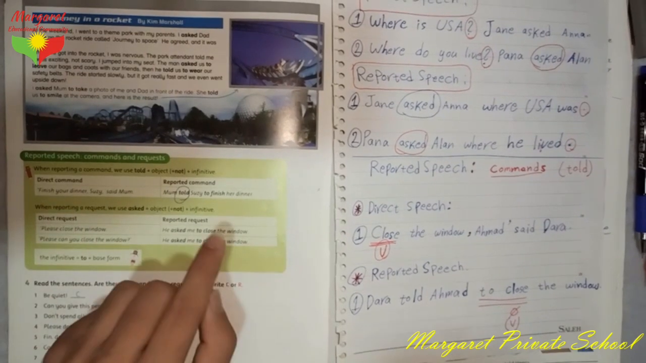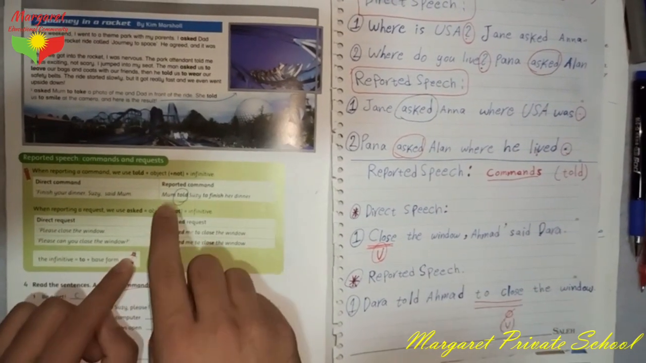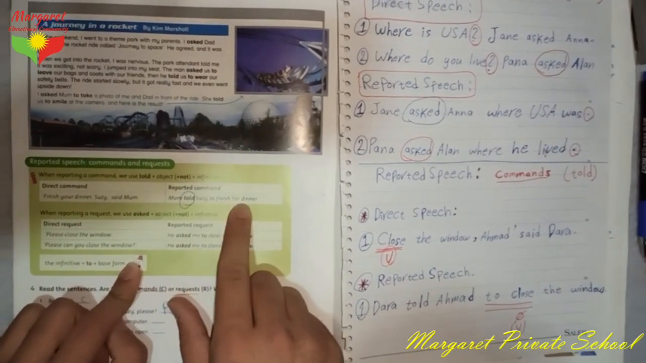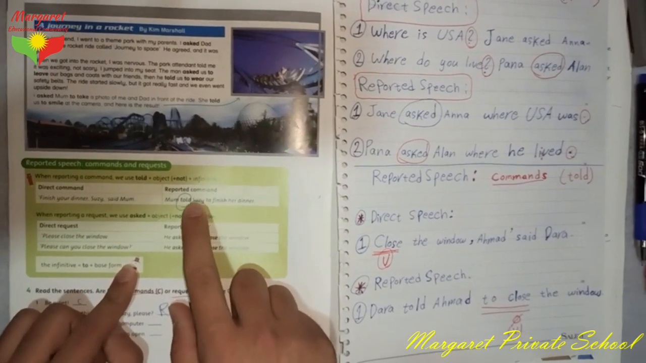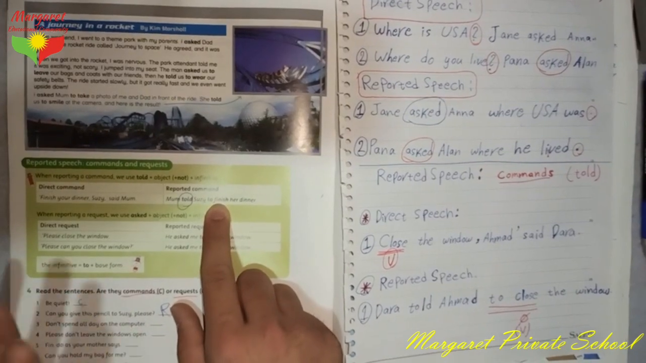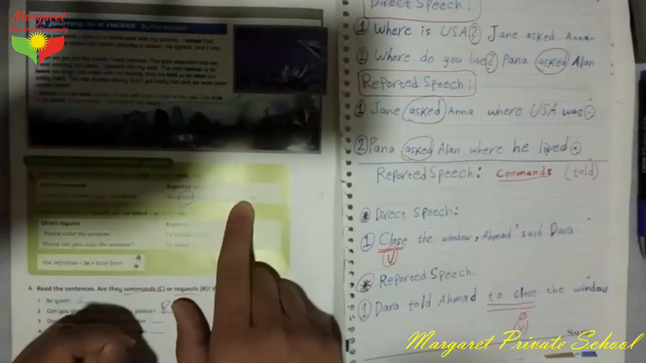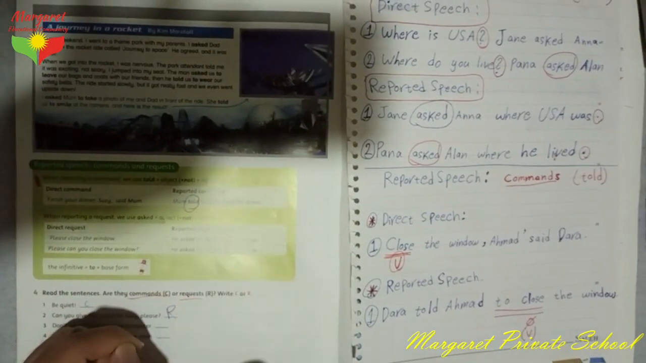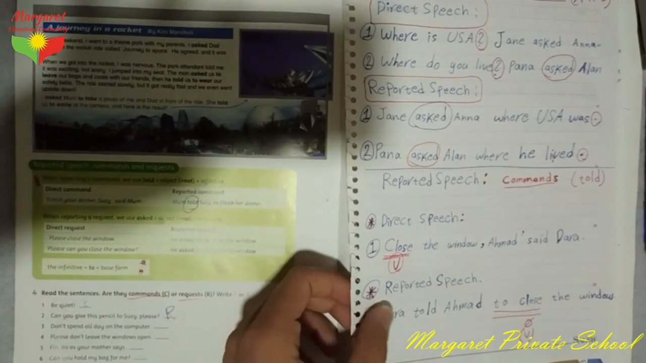Look at the reported command. Mom told Susie to finish her dinner. Do you see? After the second name, we have to add a verb base. To finish her dinner. Whose dinner? Susie's dinner. Okay? I hope you understood this one.